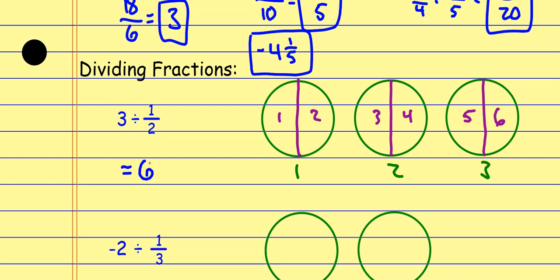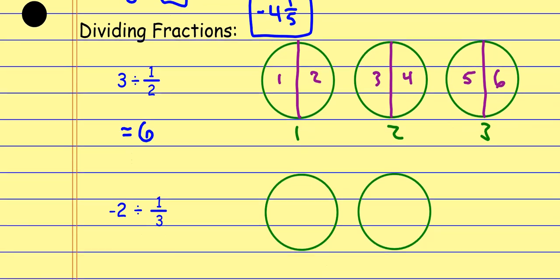That's what dividing by a fraction is. It's taking the whole and breaking it into how many of those little fractions do I have. Same thing here. I've got negative 2 divided by 1/3. Again, here I have 2 whole circles. Count them up. 1, 2. But I want to break those into 1/3. So I have to break each of these circles into thirds.